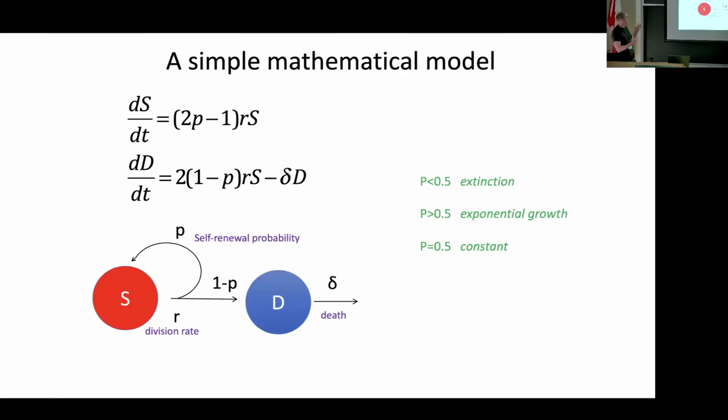This is the basic, very primitive model of stem cell dynamics, where the most important processes are taken into account. You've got stem cells that divide. When they divide, there's a certain probability P that they self-renew and give rise to more stem cells. And with probability 1 minus P, they give rise to two differentiated cells, and differentiated cells can die.